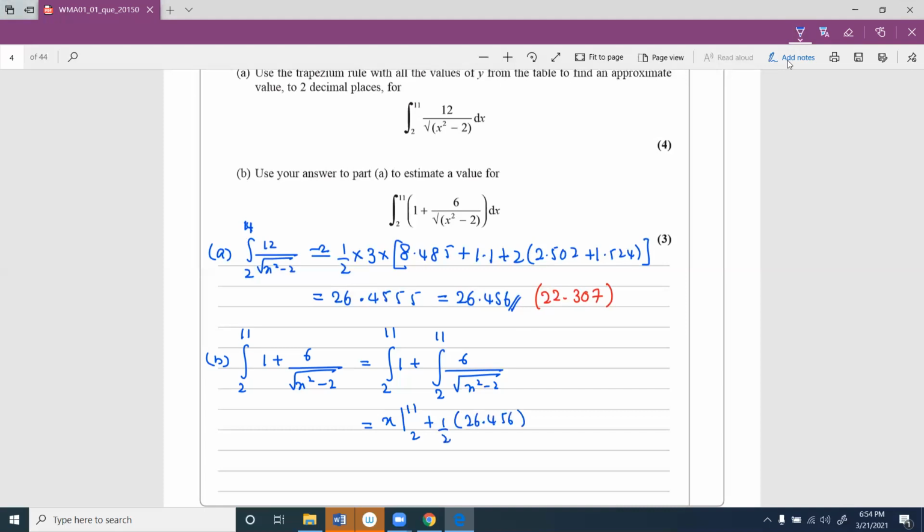26.456. How do you get it? Because here the value is 12 and this is the half of that, right? With this you can write, this is 9 plus 13.228. With this you can get this answer. 22.228 would be the final answer for this.